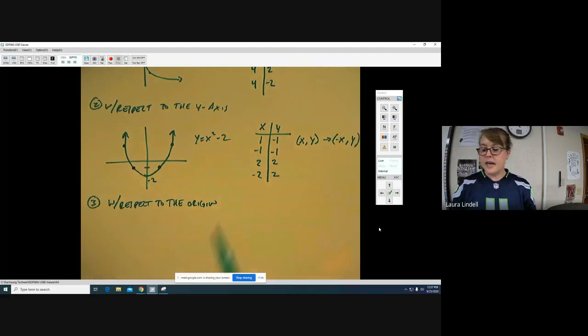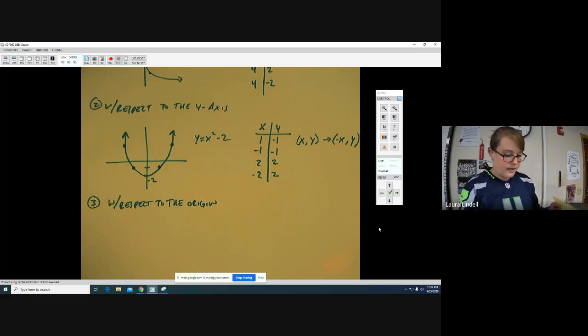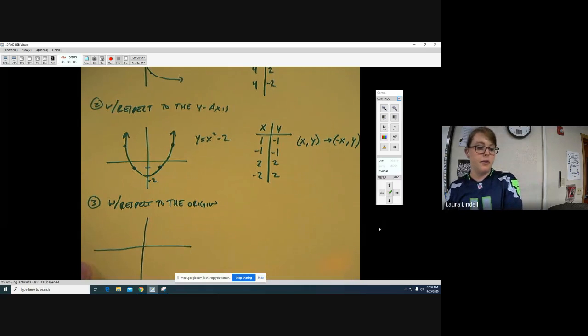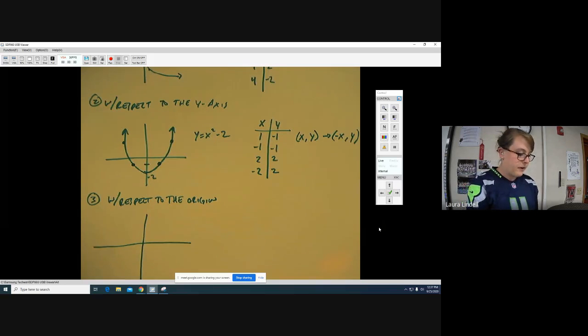So we haven't seen that kind of symmetry yet. Neither of these also have symmetry with respect to the origin. But symmetry with respect to the origin is going to look a little bit more like rotational symmetry here. If you think back to geometry when you learned about rotational symmetry, or advanced algebra trig when you learned about symmetry with functions, that's kind of what we're looking at here.